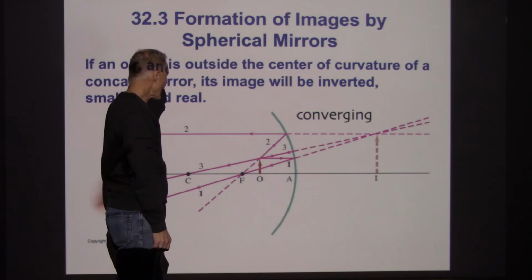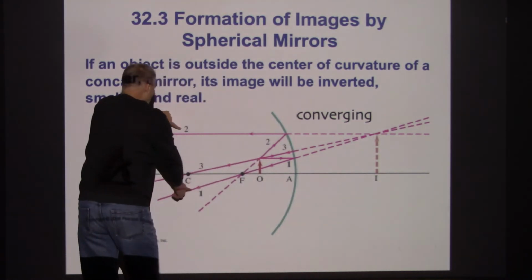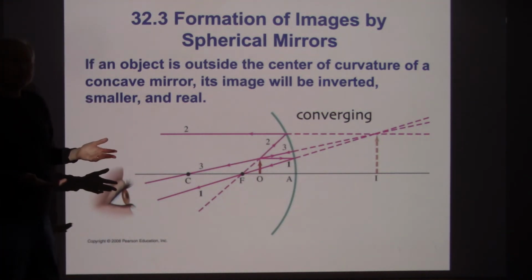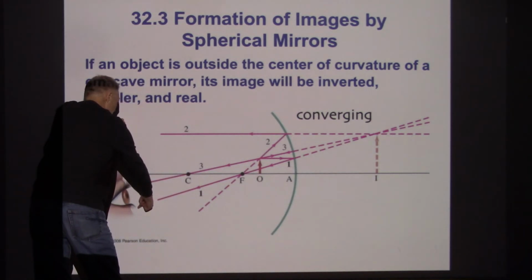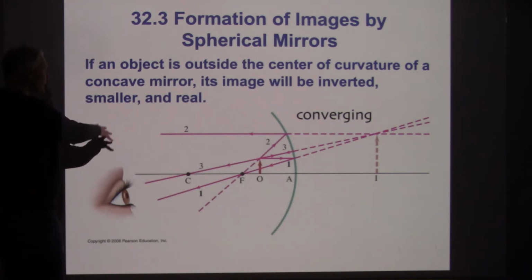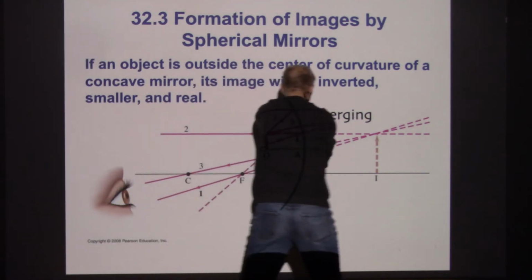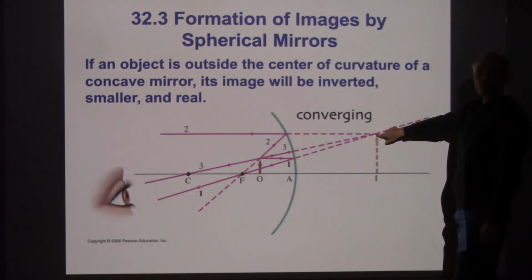Now when I do that, what I find is that the 2 paths of light coming away, path 1 and path 2, they're not coming together. So on this side of the mirror, the paths are spreading away from each other, meaning I'm not going to get a real image. I have to follow these paths back to where they appear to be coming from, and they appear to be coming from here.